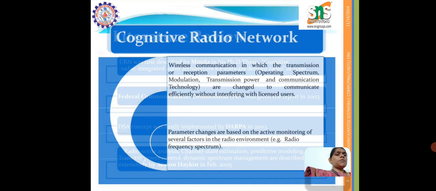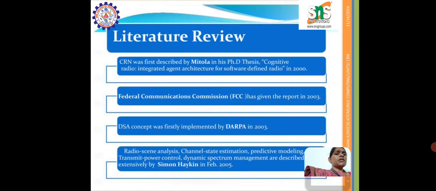For example, the radio frequency spectrum. Now the literature survey. The CRN was first described by Mitola in his PhD thesis, as cognitive radio. Its architecture was defined as software defined radio in the year 2000. The Federal Communications Commission gave a report in 2003, and the DSA concept was first implemented by DARPA in 2003. Radio scene analysis, channel state estimation, prediction modeling, transmit power control, and dynamic spectrum management were described by Simon Haykin in February 2005.